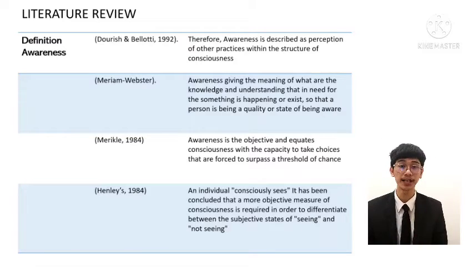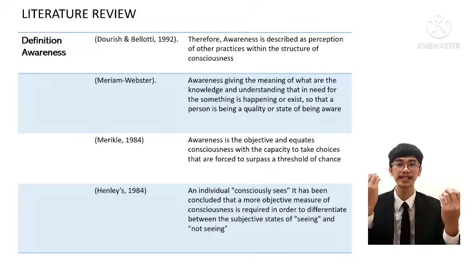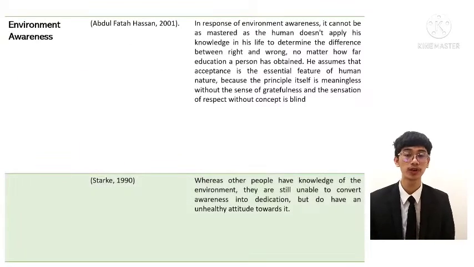Therefore, in Henley's 1984 account, whereby an individual consciously sees, it has been concluded that a more objective measure of consciousness is required in order to differentiate between the subjective states of seeing and not seeing. So we would like to continue to the next point, which is environment awareness.